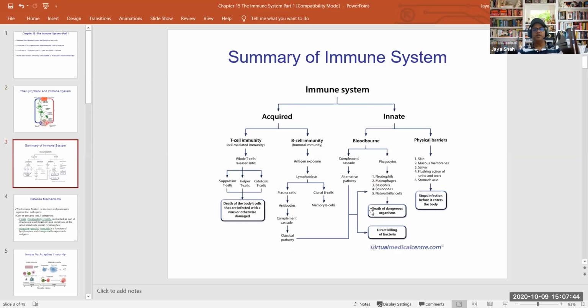Let's start with the summary of immune system. And then I will go today all about the non-specific or innate immunity. And in next lecture, I will talk about the specific immune system, okay? So in the right side here, we have innate and we have acquired.